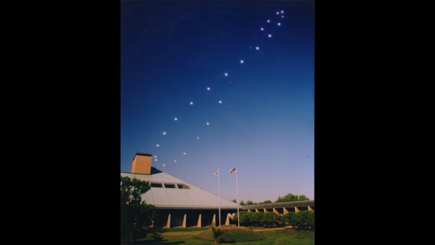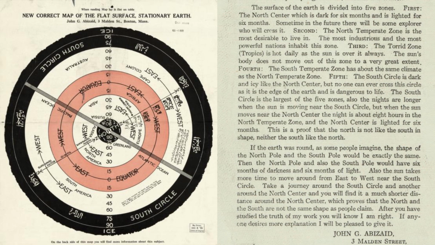The surface of the Earth is divided into 5 zones. First, the north center, which is dark for 6 months and is lighted for 6 months. Sometime in the future there will be some explorer who will cross it. Second, the north temperate zone is the most desirable to live in. The most industrious and the most powerful nations inhabit this zone. Third, the torrid zone, tropics, is hot daily as the sun is over it always. The sun's body does not move out of this zone to a very great extent.